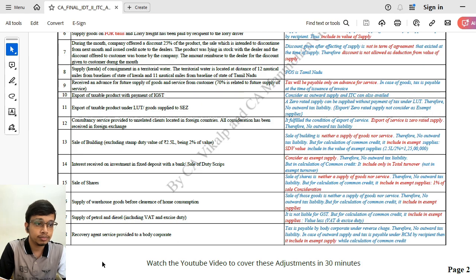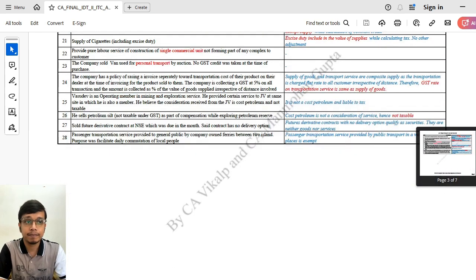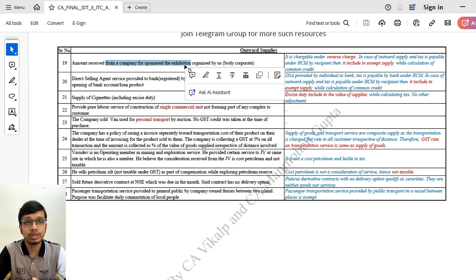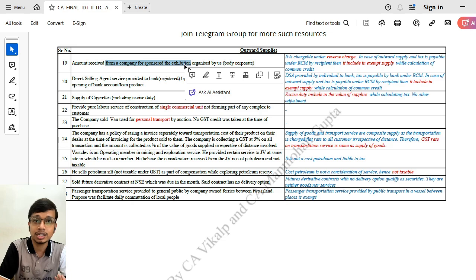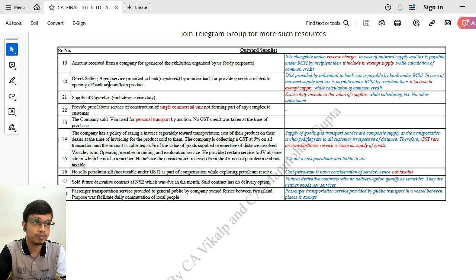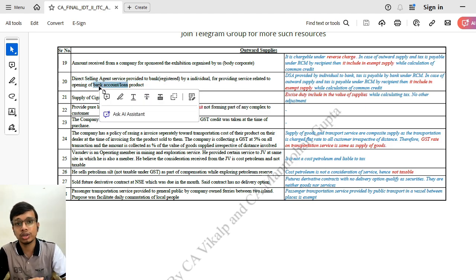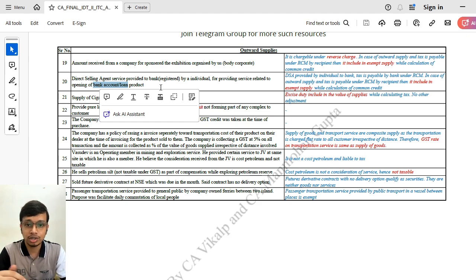Next point. Amount received from a company for sponsorship for an exhibition organized by us, and we are the body corporate. So we provide services related to sponsorship. It is considered as reverse charge, and for the calculation of common ITC, it is included in the exempt turnover. Direct selling services provided to a bank by an individual for opening bank accounts is also considered as reverse charge, so it is included in the exempt turnover while calculating common ITC.